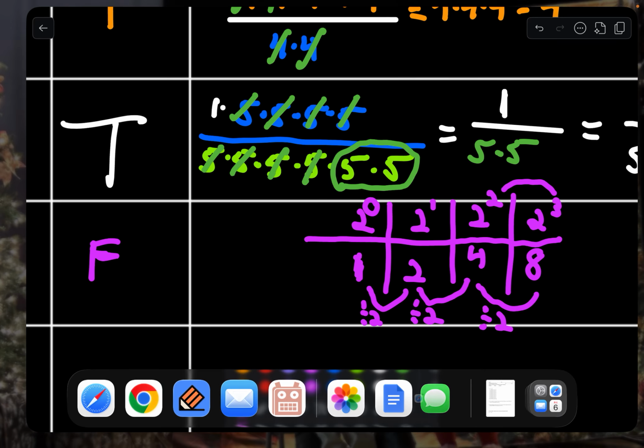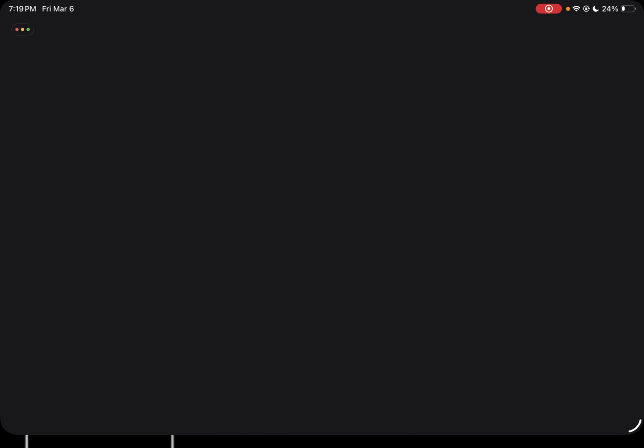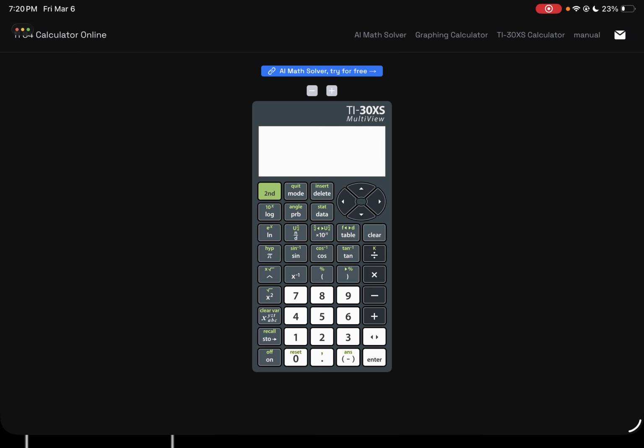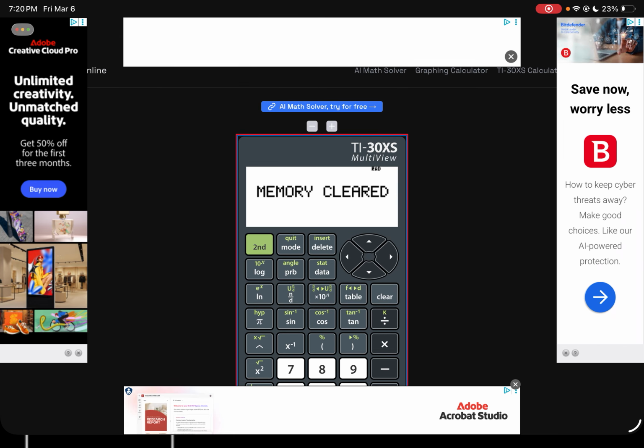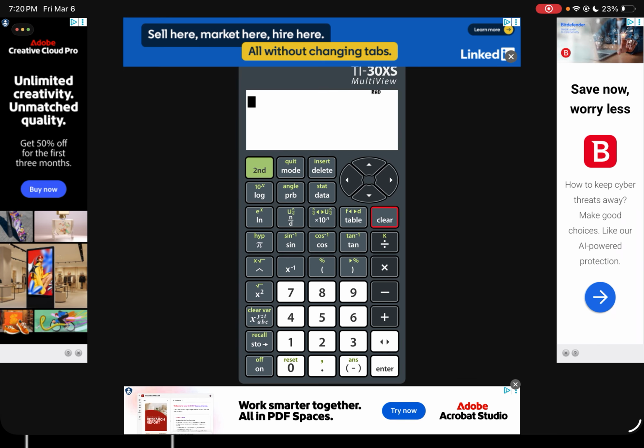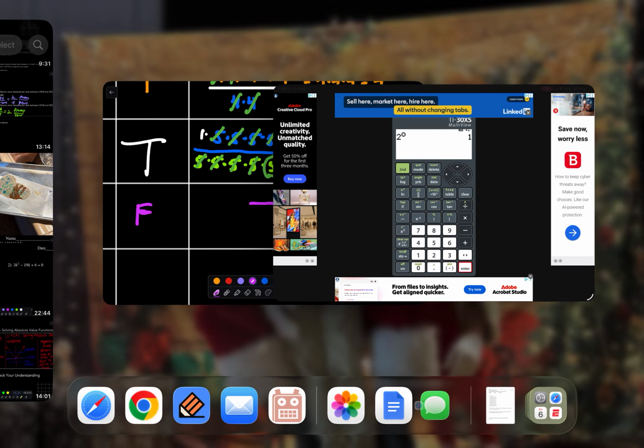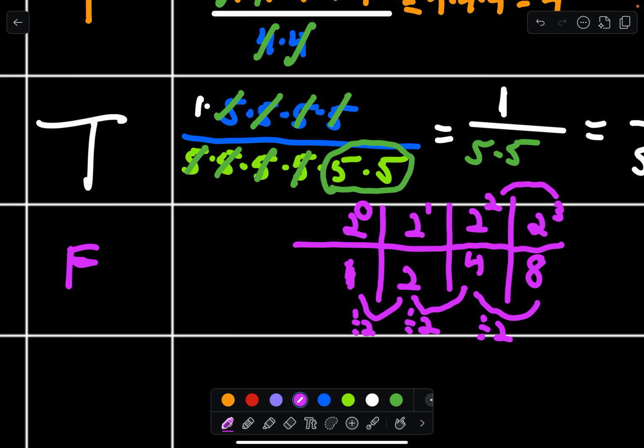I can also show you by using a calculator. We're going to go 2 to the 0 power and hit enter. Notice the calculator says it's 1. So that's a true statement.